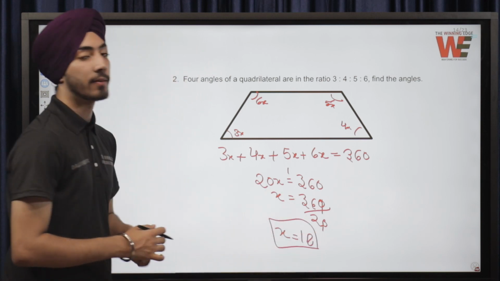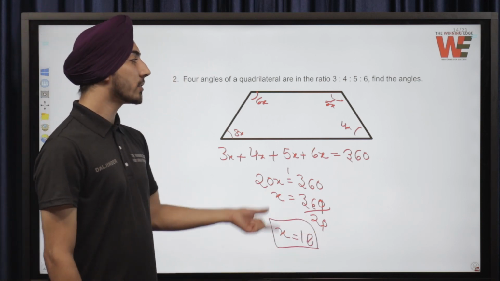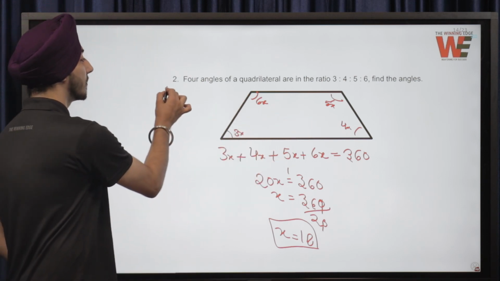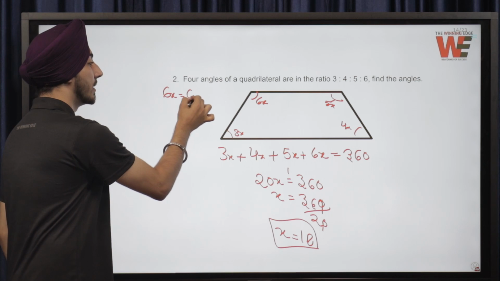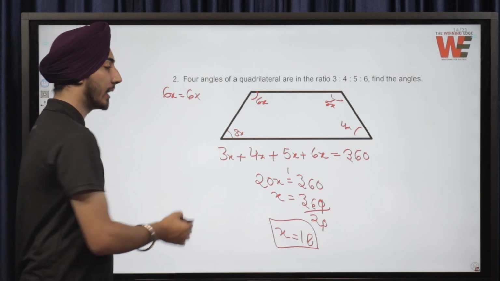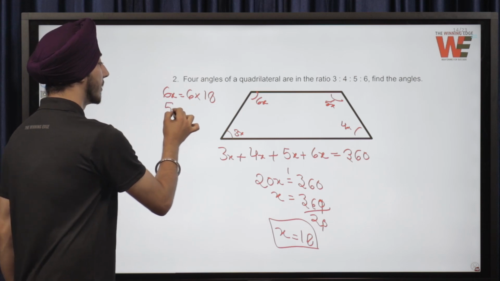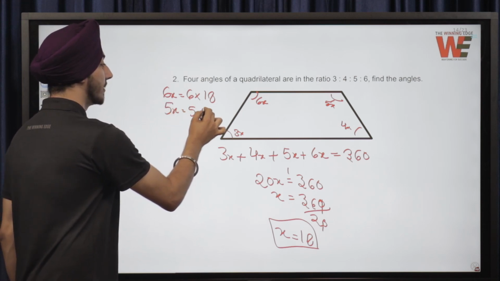Now remember, we do not have to just find the value of x, we have to actually find the measure of the angles. So what were our angles? Our first angle was 6x, which means 6 into the value of x, which is 18. The other one is 5x, so this means 5 into 18.